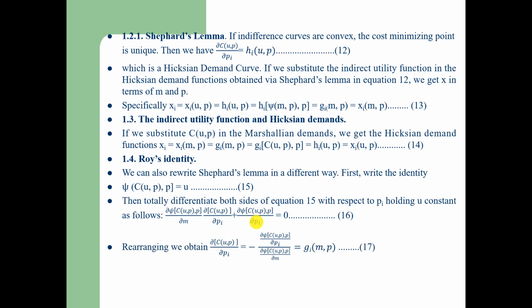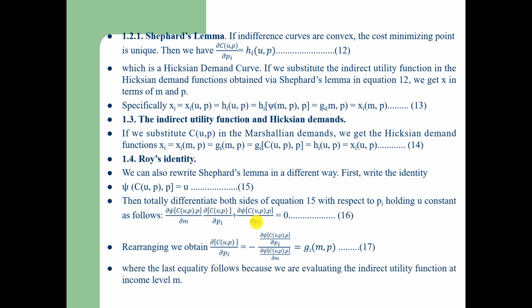Rearranging, we get the partial of c of u and p divided by the partial of pi is equal to minus the partial of epsilon as a function of c as a function of u and p divided by the partial of pi, whole divided by the partial of epsilon as a function of c as a function of u and p divided by the partial of m. That is equal to the function gi of m and p, where the last equality follows because we are evaluating the indirect utility function at income level m.